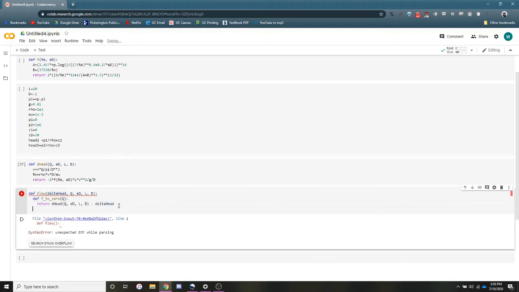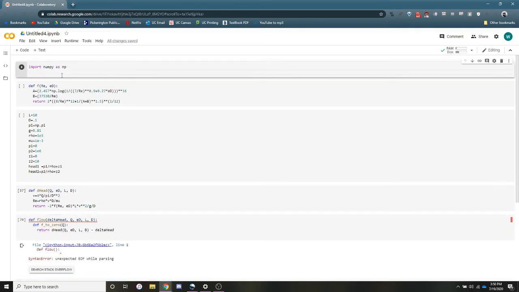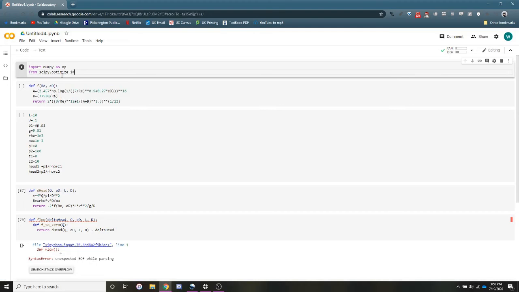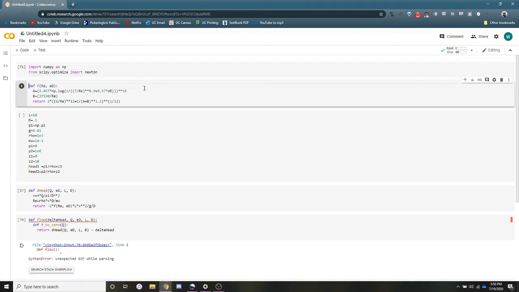And from here, what do we need to do? We need to actually solve this numerically. So how do we do that? We use Newton's method. We have to go up here and do from SciPy dot optimize, import Newton. Easy as that.